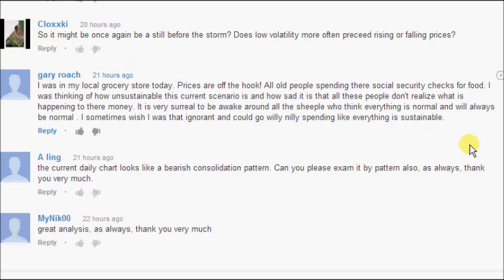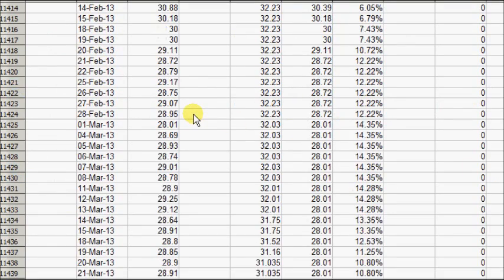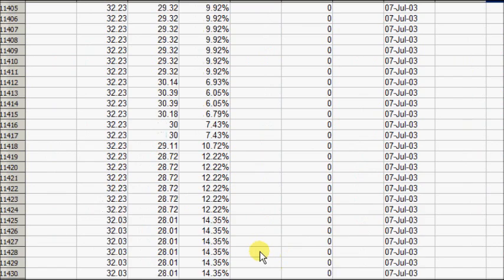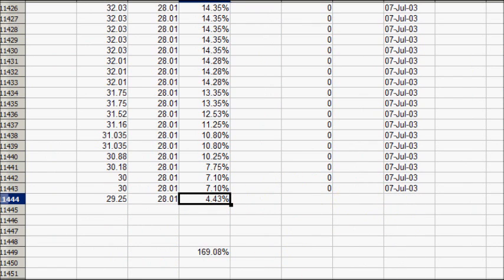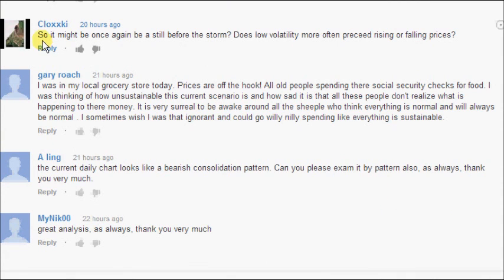On yesterday's video, I did a video regarding the spreadsheet in here and the volatility, which is basically this 4.43% volatility over the last month or so, the lowest level since July the 7th, 2003. And within the comments, I get the question: so it might once again be a lull before the storm? Does low volatility more often precede rising or falling prices? Well, we'll take a look at all the times that we've had low volatility and what occurred afterwards.